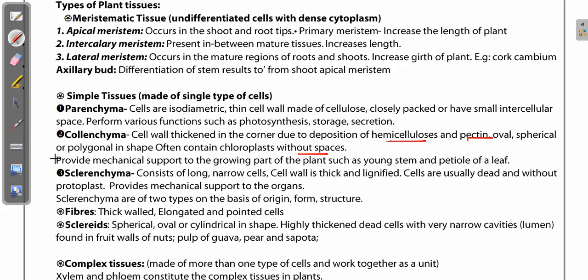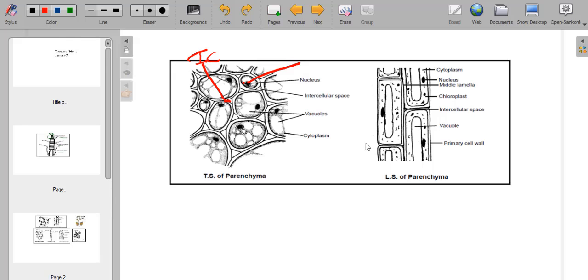So the main function of this is to provide mechanical support. The more collenchyma present in a structure, in a tissue, it will have more mechanical ability. That means they can resist a lot of winds, and they can come back to their normal position. Let us look at the structure of the collenchyma here.